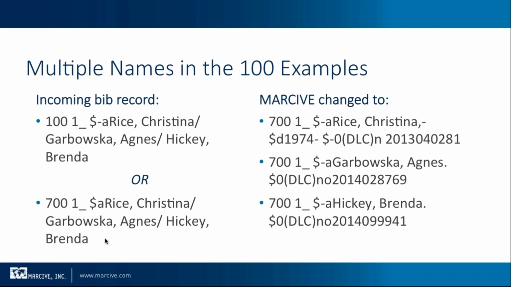There are cases when MARCHIVE can correctly parse out the records by matching to an authority record, as shown here. You can also see we added identifiers in the subfield 0. This is a profile option that we do not charge extra for.